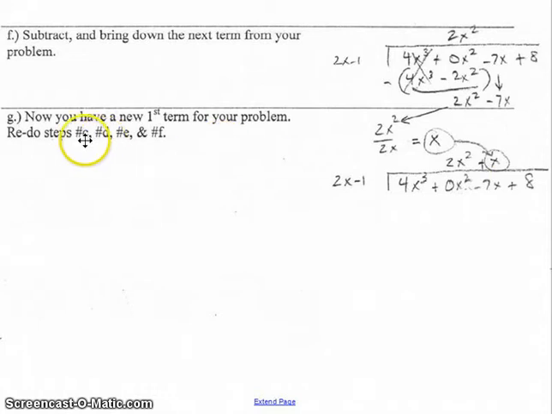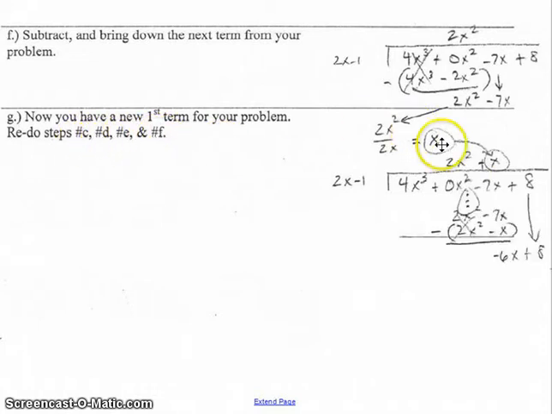And you're redoing steps C, D, E, and F. So the next thing to do is going to be to multiply x times 2x minus 1. x times 2x is 2x squared. x times minus 1 is negative x. Then you subtract off all of this from this. 2x squared minus 2x squared is nothing. Negative 7x minus minus, or in other words plus x, is negative 6x. Bring the 8 down, and now you've got one last division process to go through.